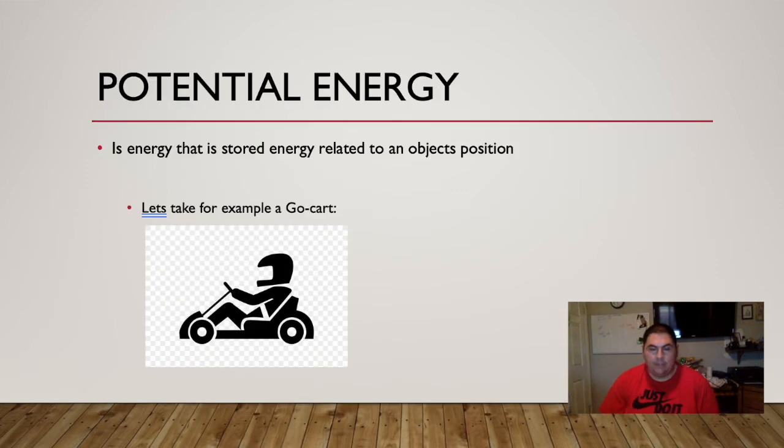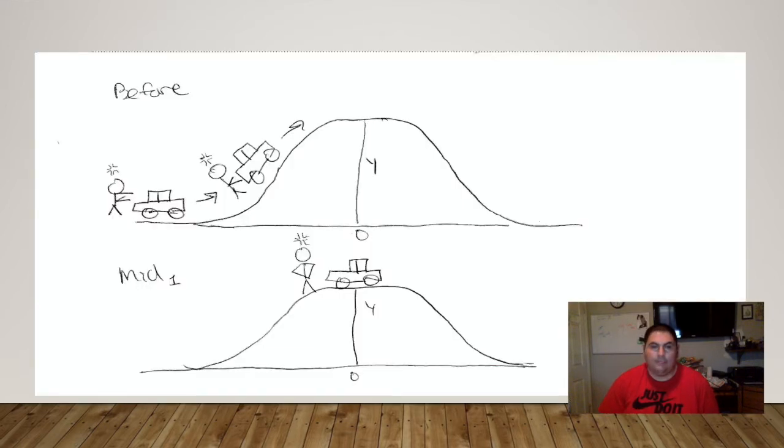Potential energy is stored energy related to an object's position. So let's take, for example, a go-kart at the top of a hill, which received its potential energy from another system, such as someone pushing it up there. Let's say it has its potential energy relative to the ground or to its starting position, and that its surface is frictionless, so that only gravity and the normal force are acting on it.